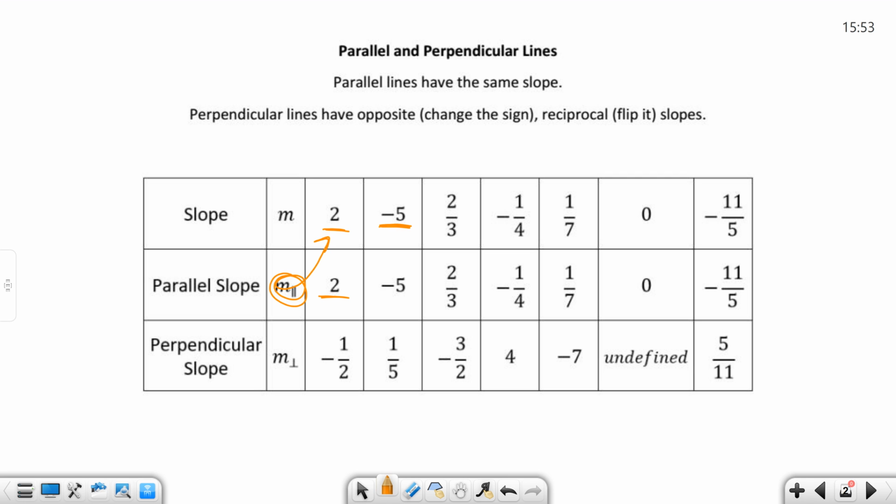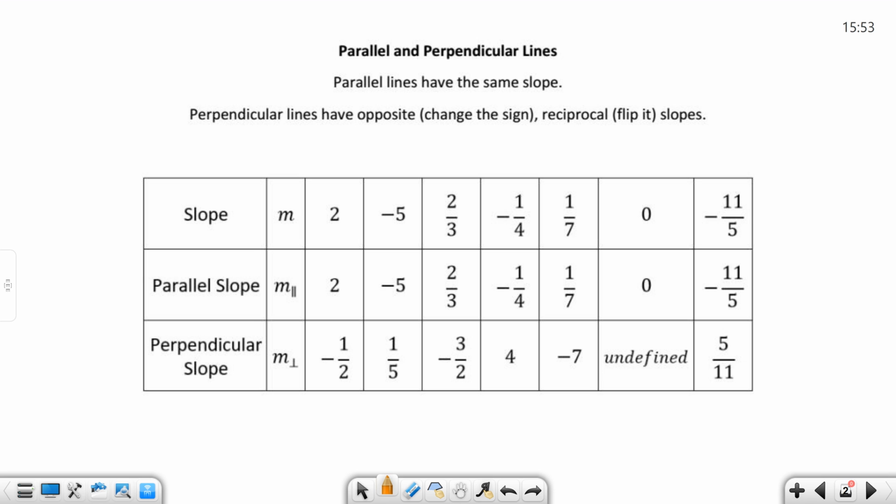What is the parallel slope to -5? What about 2/3? What about -1/4? What about 1/7? What about 0? What about -11? If you miss a parallel slope, the reason you would miss it is because you don't remember. You are literally copying it.